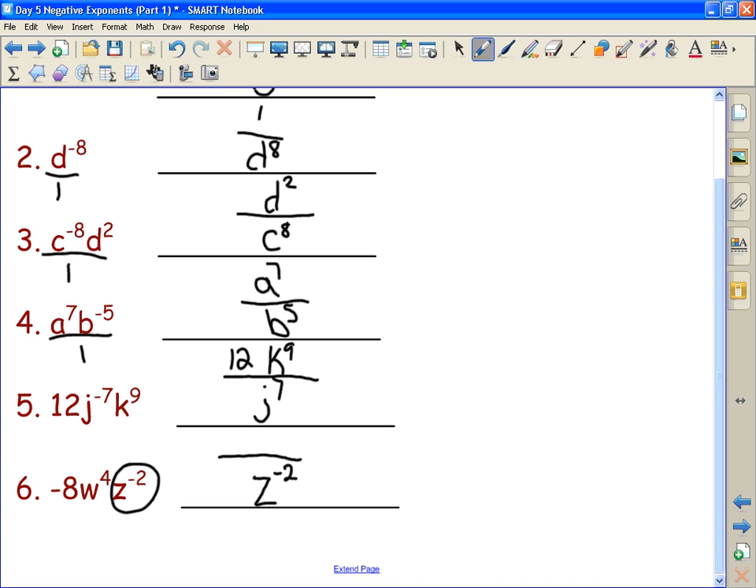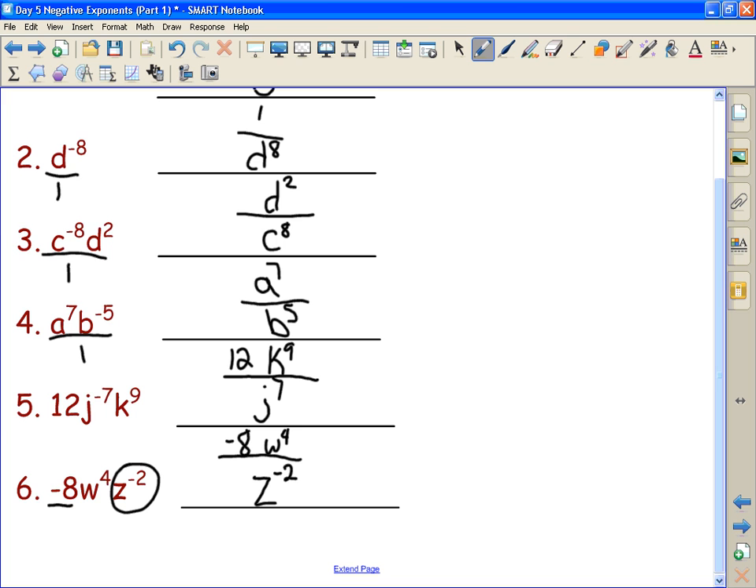Now, many people are going to try and say that the negative 8, he's unhappy also. But a negative number doesn't get to move places. Only things that have negative exponents. And if you look at that negative 8, he does not have a negative exponent. So he has to stay upstairs along with the W to the 4.